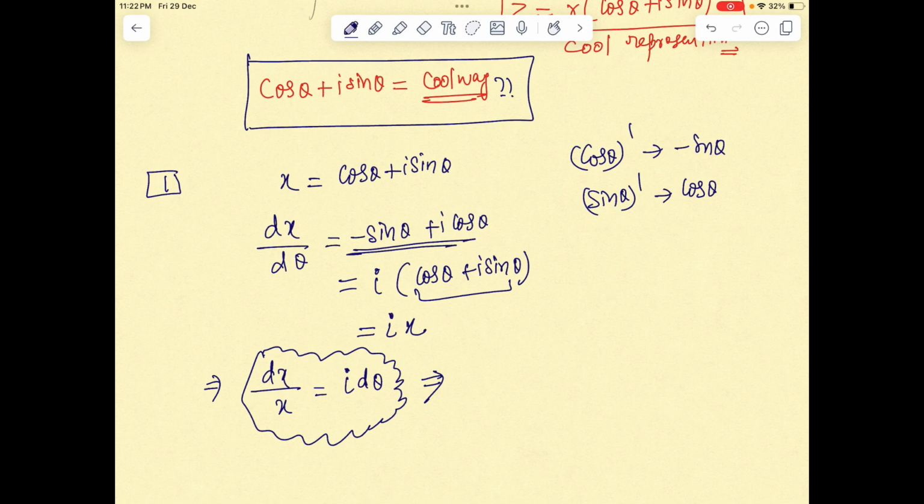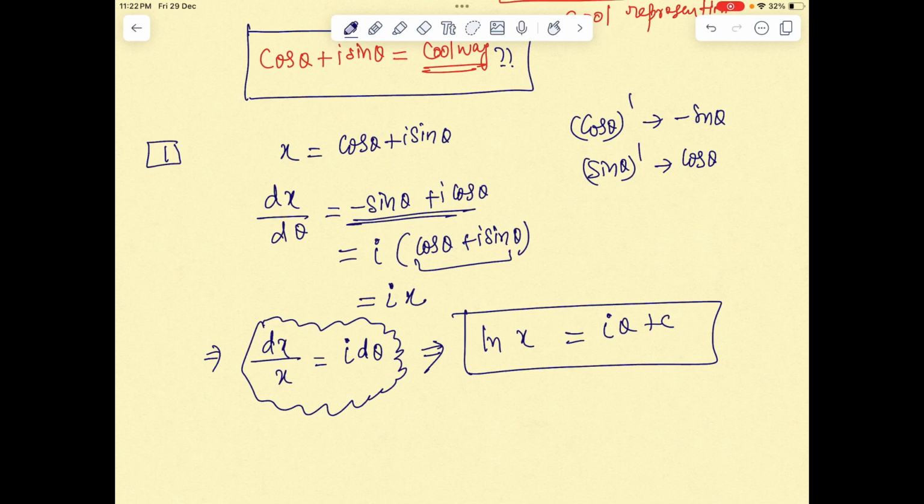Once you get some answer, we'll try to make sense of it from other fields of mathematics, and once each and every field of mathematics agrees on a particular point, that discovery will be validated as long as there is no contradiction in the statement. So dx by x equals i d theta. If we integrate, we are getting ln x equals i theta plus some constant.